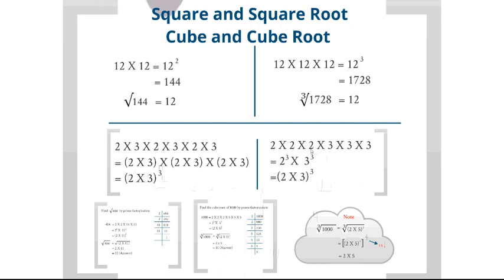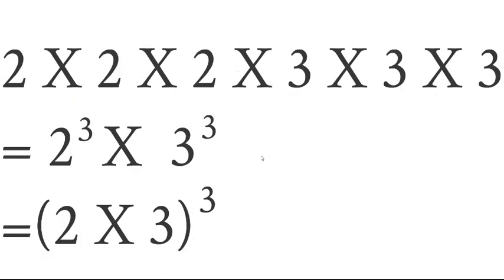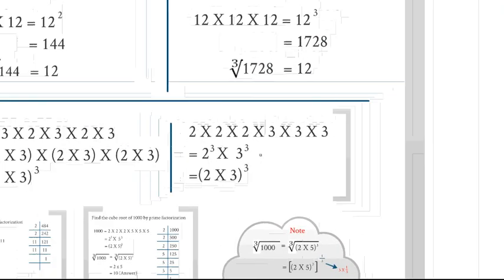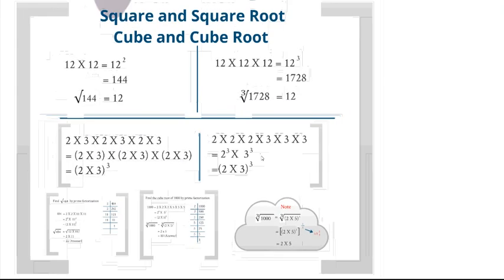Over here, it's actually the same example, but it's rearranged differently. Instead of 2 times 3 times 2 times 3 times 2 times 3, I have 2 times 2 times 2 times 3 times 3 times 3. And I say that there is 2 cubed multiplied by 3 cubed. That's much better. So 3 cubed multiplied by 2 cubed, and that is 2 times 3 in brackets, cubed. They are the same thing. These two are actually the same.